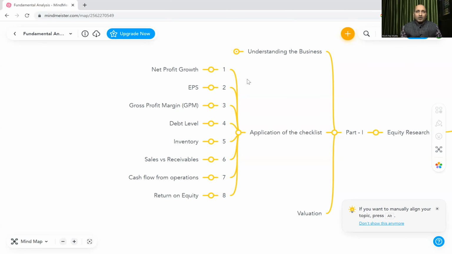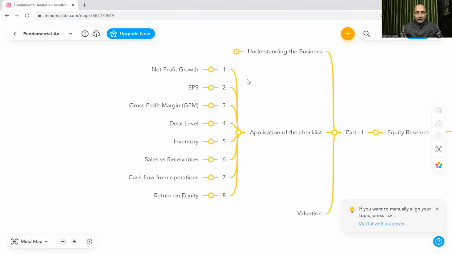Another, fourth, is debt level. Debt level in any stock, any business, should be less than 1. If it is more than 1, then we should abstain. The debt to equity ratio must be below 1, that is one thing. Second thing, it should be either consistent or in a downward trajectory. If it is more than 1, but in a downward move, then we can think of investing in that stock.